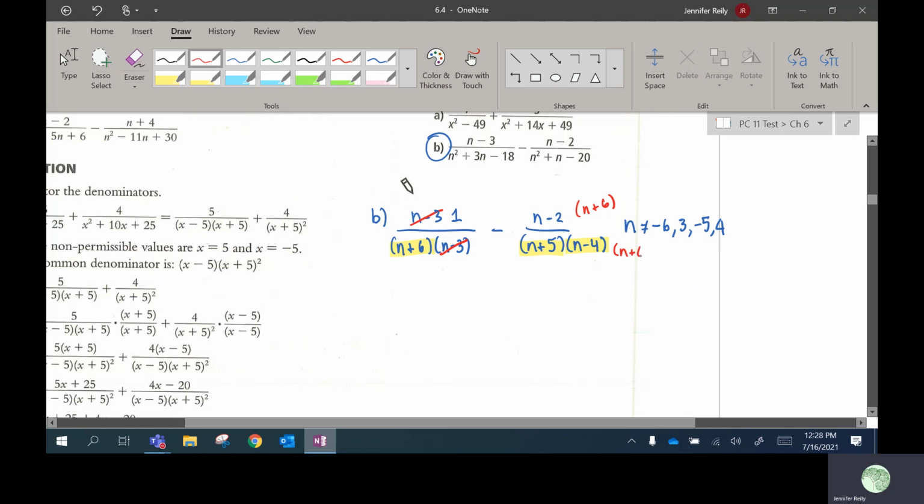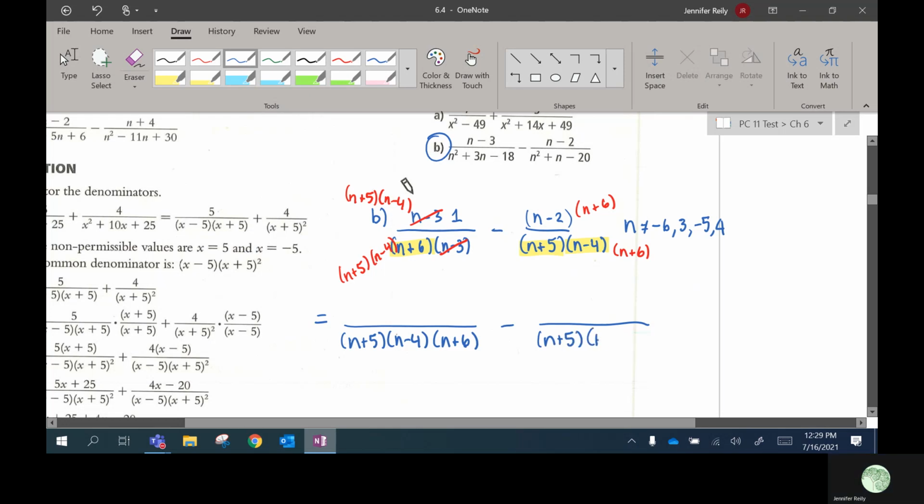So over here, I'll multiply it by n plus 6. And over here, let's see if I can fit this in, n plus 5, n minus 4, in both the numerator and the denominator. Okay. I'll put brackets around my top factor there just to remind myself I will have to FOIL that out. Okay, let's write what we've got now. So both fractions will have identical denominators. They'll have n plus 5, n minus 4, and n plus 6. Same with the second one, n plus 5, n minus 4, and n plus 6.